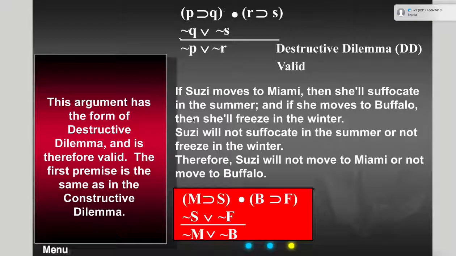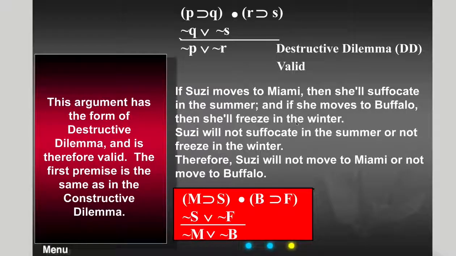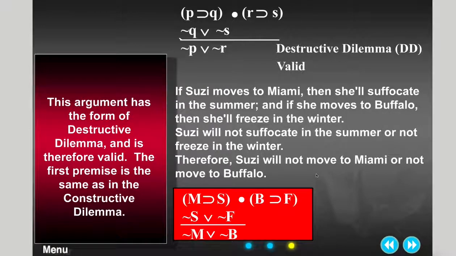Okay. But let's just look at it this way. If Susie moves to Miami, then she'll suffocate in the summer. Again, we've seen this before. And if she moves to Buffalo, then she'll freeze in the winter. But now we're going to do something different. She'll not suffocate in the summer, or she'll not freeze in the winter. Therefore, Susie will not move to Miami, or she'll not move to Buffalo. Right? And you can see how that logically follows. Okay? And if we were to do a truth table of this, we would see that it does have validity.